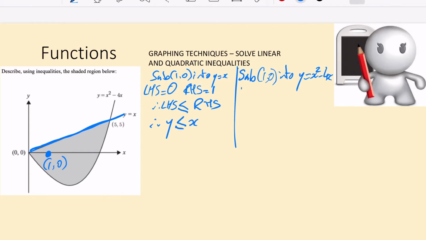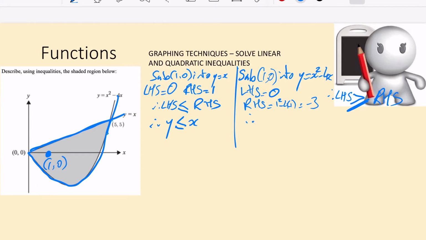Okay, let's do the same thing over here. Left hand side, that's y, and I'm going to replace that with 0. The right hand side is 1 squared minus 4 times 1, which is negative 3. Therefore the left hand side in this case is greater, and once again this function is unbroken, so it's equal to the right hand side. So therefore y is greater or equal to x squared minus 4x.